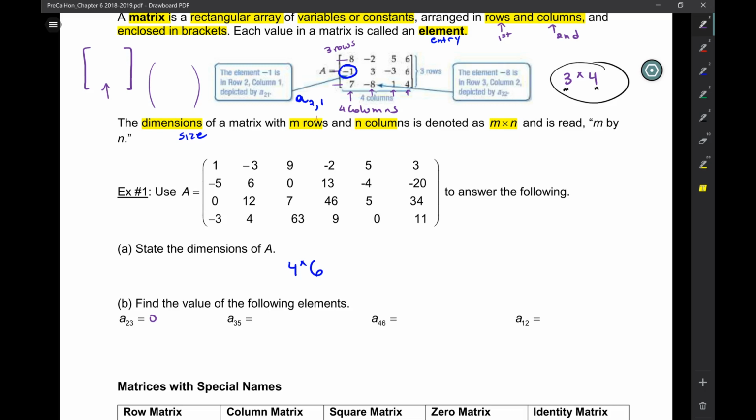Wait, how did you get 0? This is not like slope. This is the second row, third column. First row, second row, and now the third column: -3, 0. We always start top left. What about A3,5? 5. What about A4,6? 11. And what about A1,2?